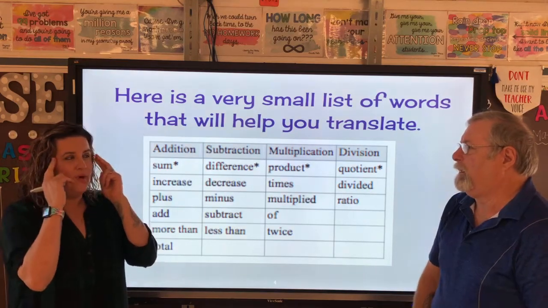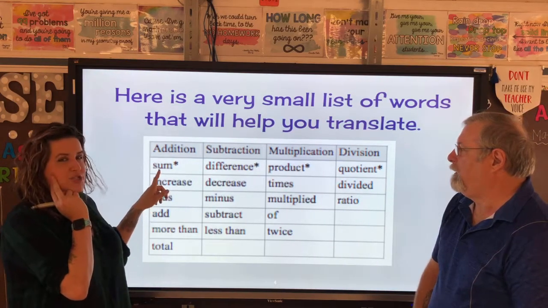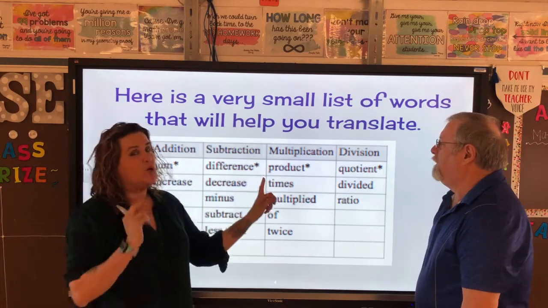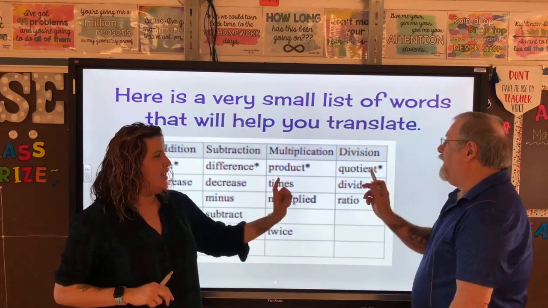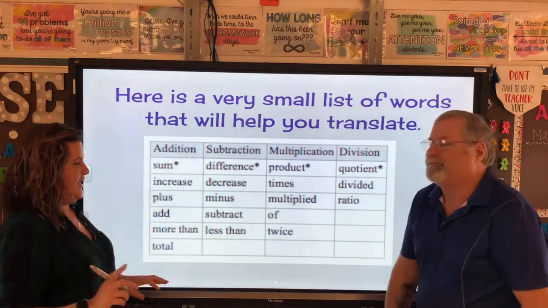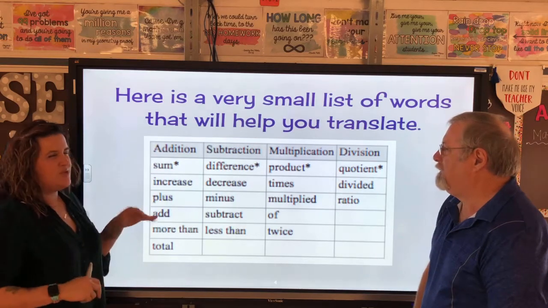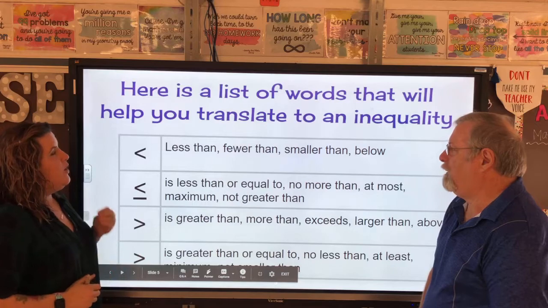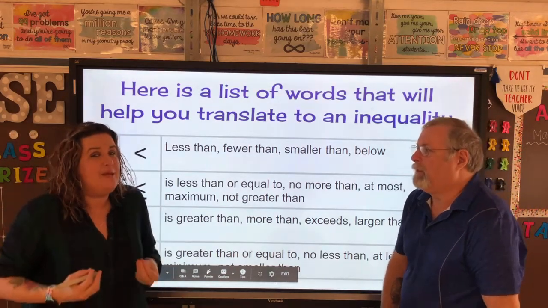But we have to remember the four main ones, right? Sum, S-U-M, means addition. Difference, subtraction. Product, multiplication. And here's the one that we always forget: quotient is division. But instead of focusing on just what the operation is, with inequalities, we also have to look at words that will tell us what symbol to use.